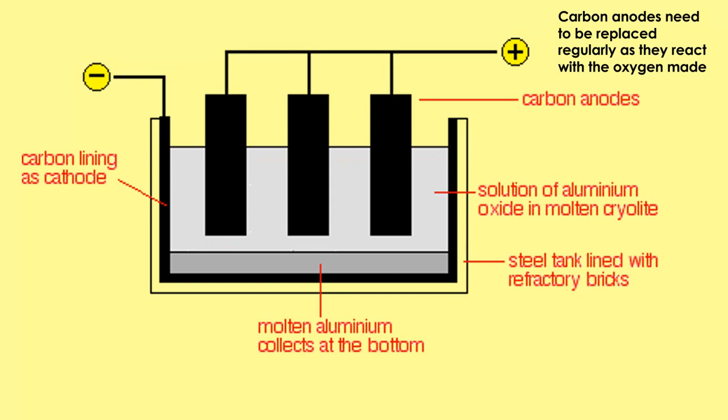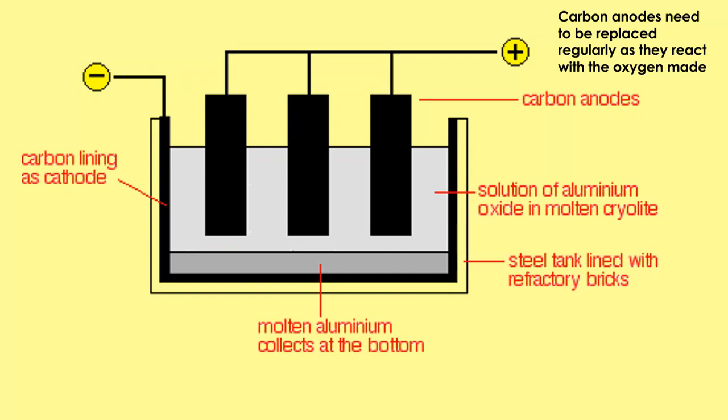So what else is on that diagram that we need to remember? If you look, the electrolyte is our solution of aluminium oxide in molten cryolite. You can see, much like in the blast furnace with the molten iron collecting at the bottom, the molten aluminium collects at the bottom, and that's then siphoned off.